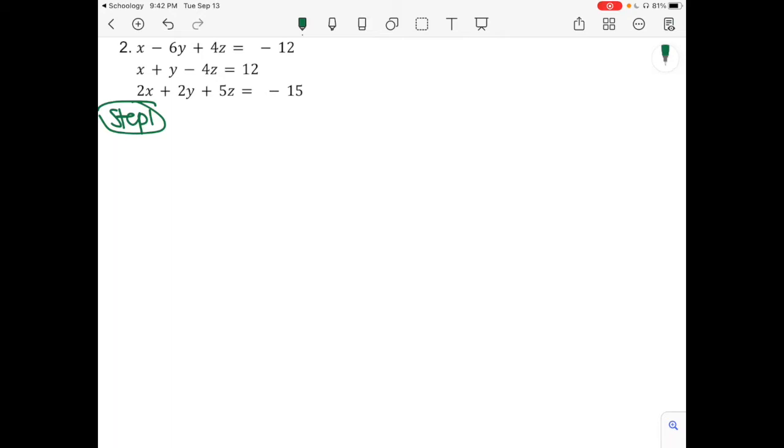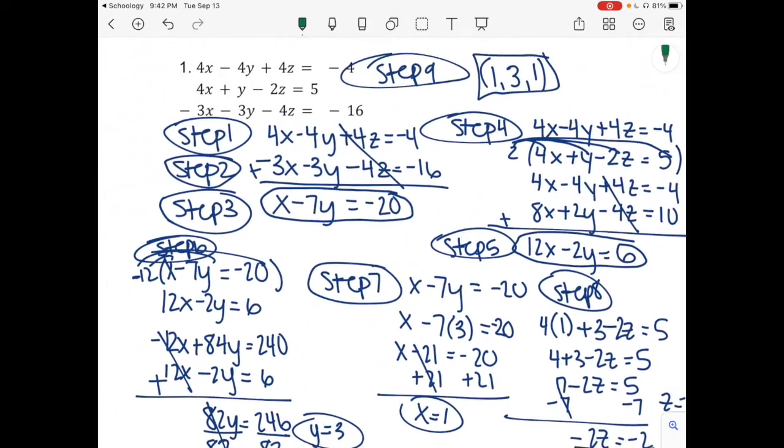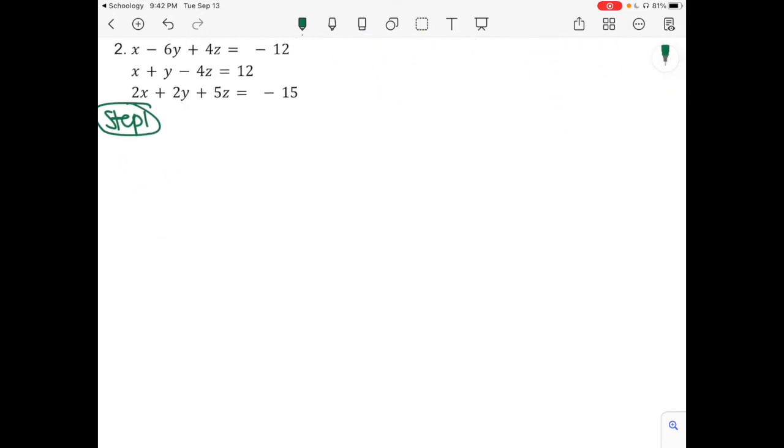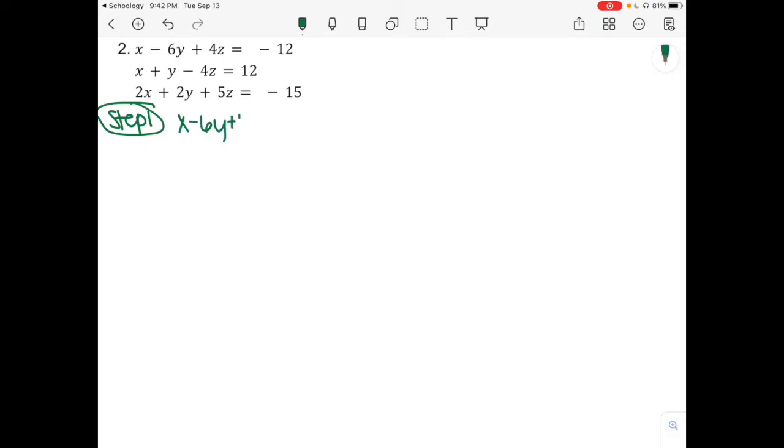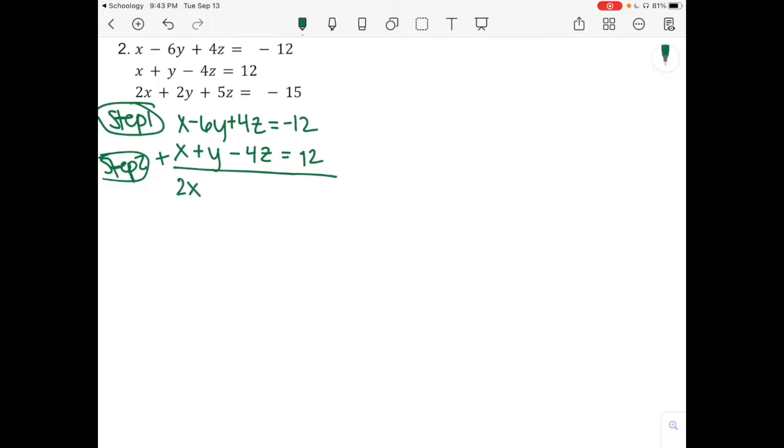Here we can look at the first 2 equations and eliminate z. So I'm going to say x minus 6y plus 4z equals negative 12, and then x plus y minus 4z equals 12. So z already cancels out when you add down, so we're skipping step 2 here, which was to eliminate the same variable, because we don't have to multiply. So adding down, I got 2x minus 5y, z is out, equals 0.